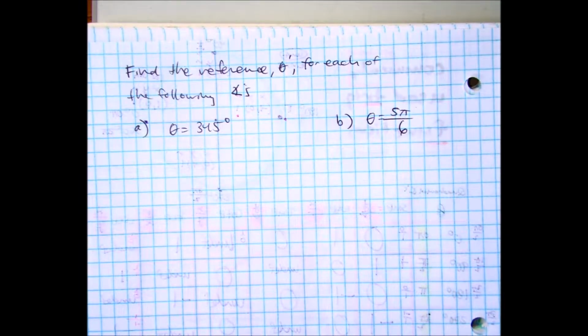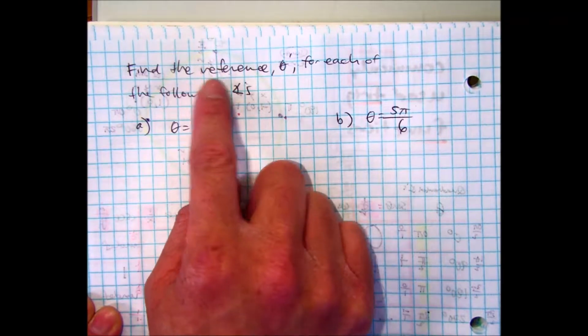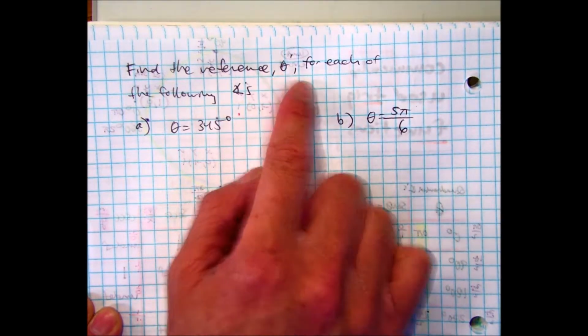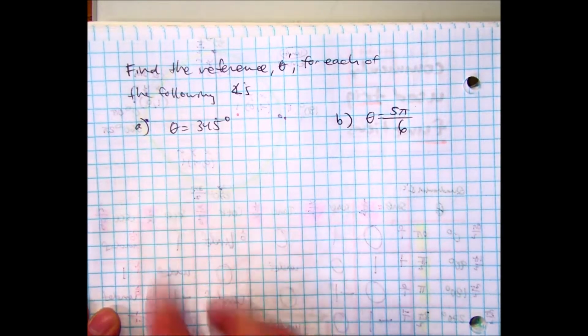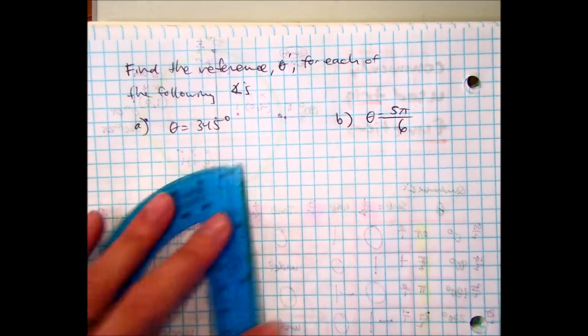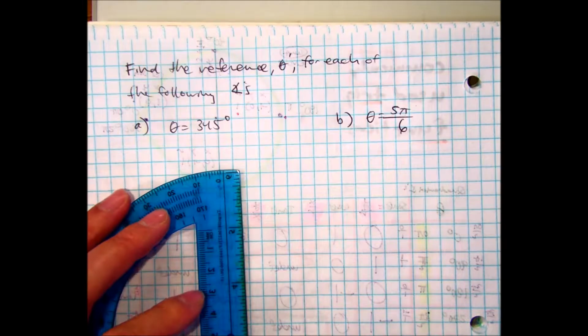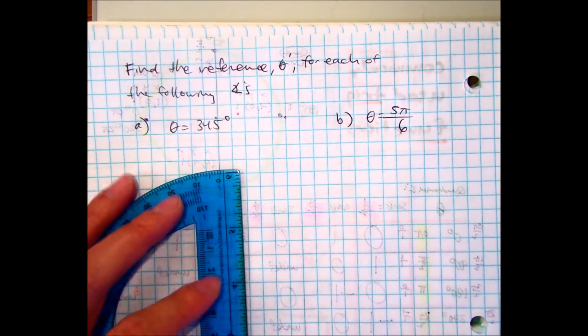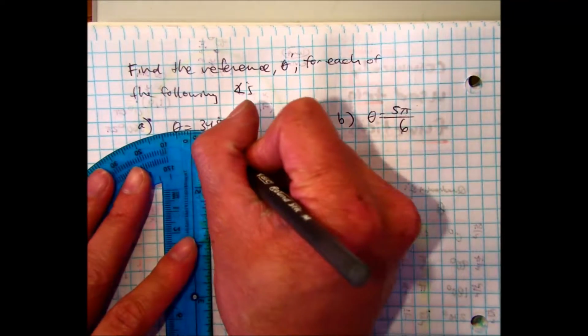Right. So we're going to find the reference angle theta prime for each of the following angles. For example A, I have theta equals 345 degrees. Everyone say draw a picture. You should always, always, always draw a picture.